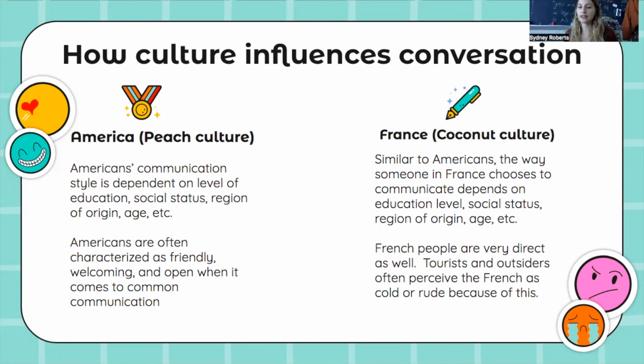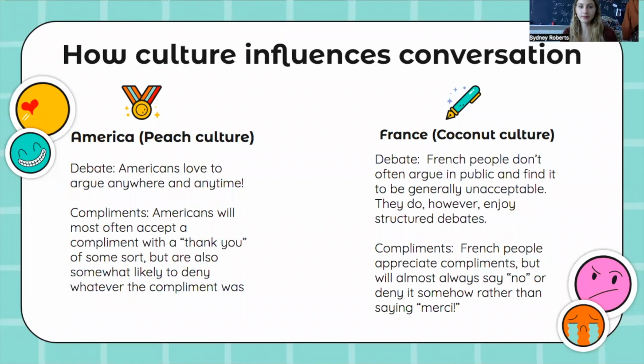But French people, like I said, are very direct. Tourists and outsiders often perceive the French as cold or rude because of this, but that is not the intention. And that brings us to debate and compliments, which are a big part of how we build relationships. So debate, Americans love to argue anywhere, anytime, all over Facebook, in the classroom, on the streets, in the home. We're big fans of debate.